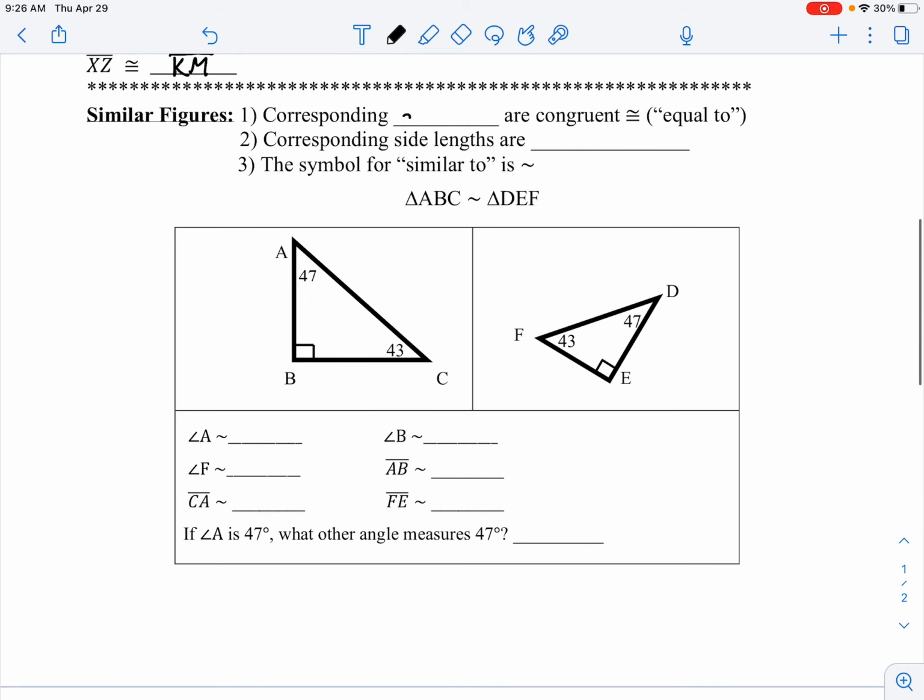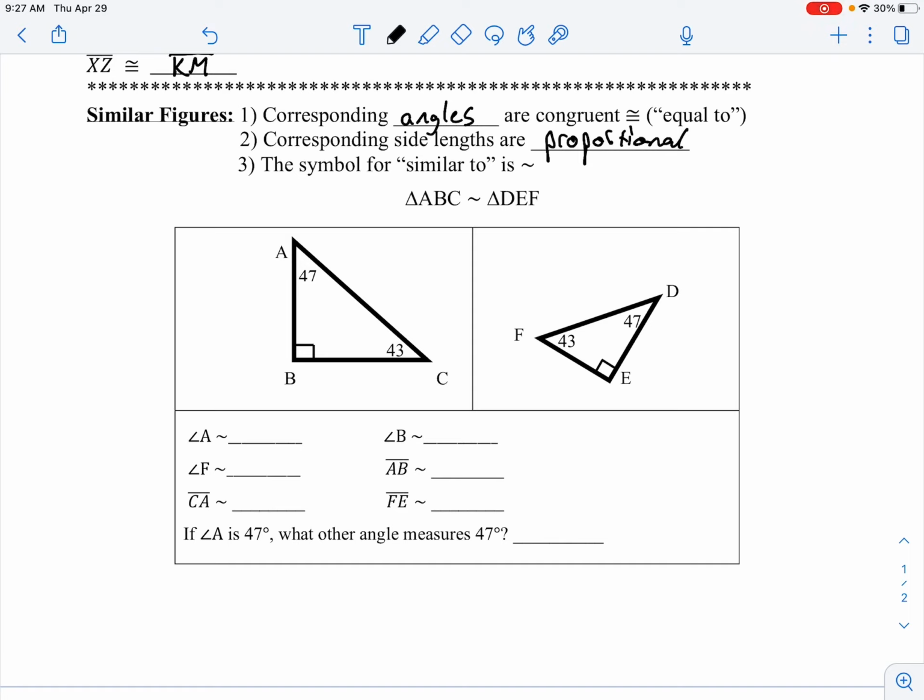So what we have the same is that corresponding angles are congruent. So it is the same shape, but corresponding side lengths are not congruent anymore, but they are proportional. So similar means same exact shape, but different size. So same angles, bigger or smaller side lengths to make it a different size.